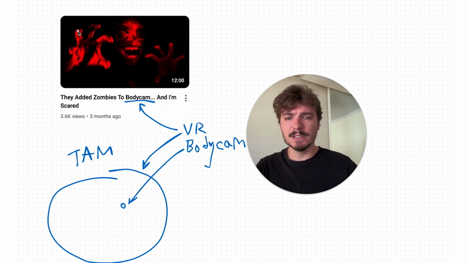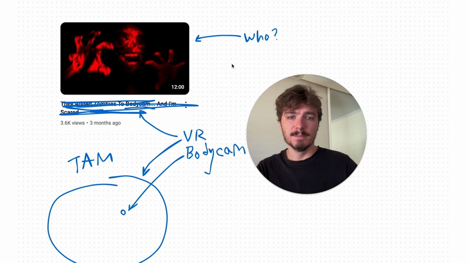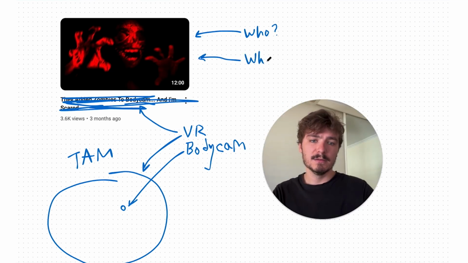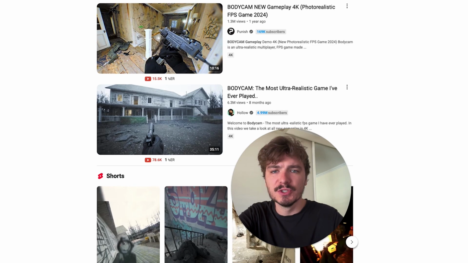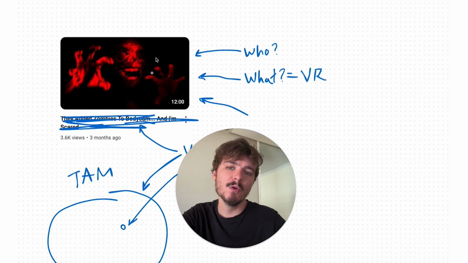But the problem here is, from the thumbnail here, if we don't have this text, I have no idea what this is. So the problem with this is I don't know who this is. Is this a gameplay? What's happening here? I don't know what's happening here. So the what is VR. All right, so I just searched up body cam gameplay. This one, 1.3 million. This one, 6.3 million. Yeah, these here, I can tell that it's a first-person video game, whereas I can't really tell that from this.